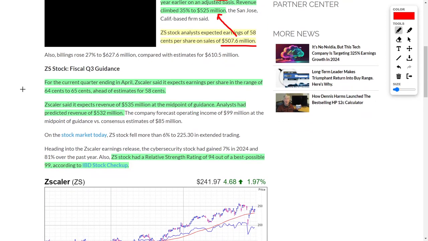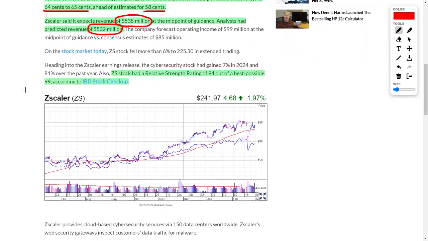For fiscal quarter three, analysts, professionals, and experts believe that this company would bring in 58 cents per share on an EPS basis. However, the company now guides that they would bring in 64 to 65 cents per share, again beating Wall Street estimates and forecasts. Likewise, analysts predict that they will bring in revenues for that quarter of $532 million, while Zscaler now forecasts that they will bring in $535 million, thus adding more good news to this company. Lastly, you should know that Zscaler, which is a cybersecurity firm, also has a relative strength rating of 94 out of the possible score of 99.